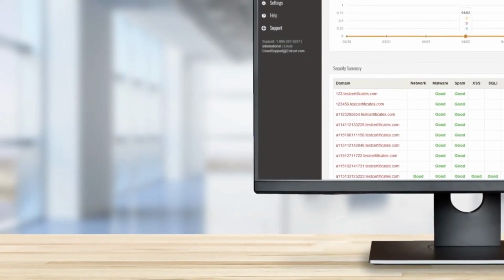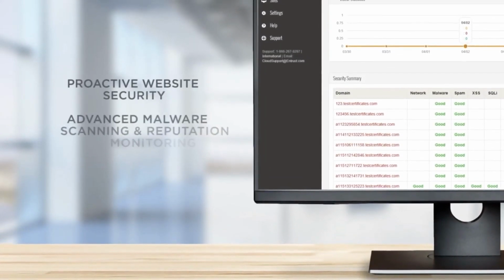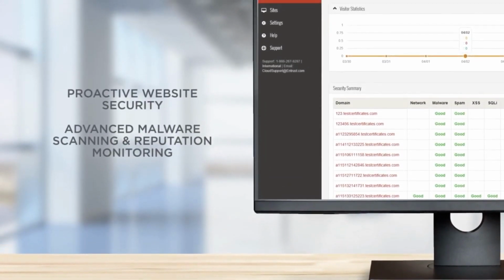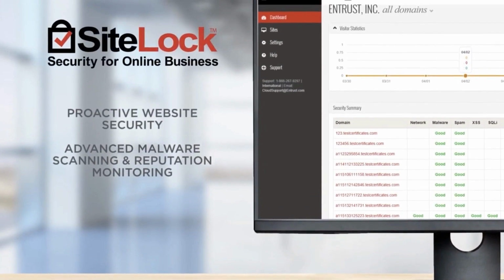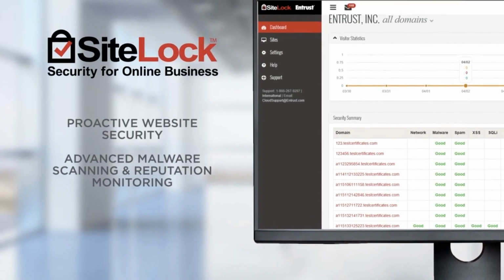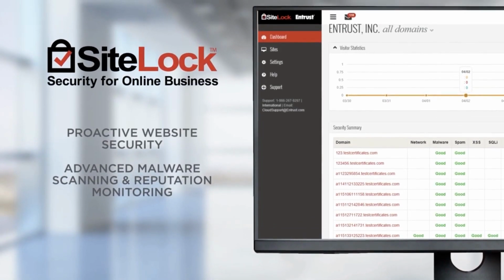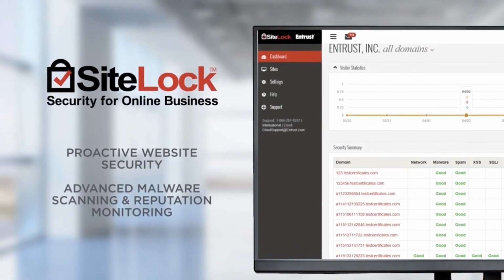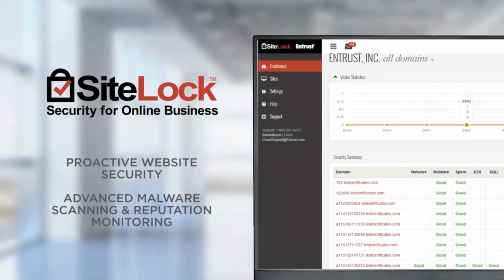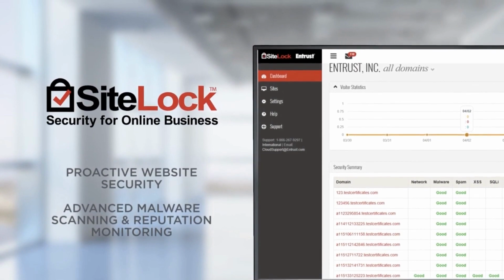And to give you even greater security, Entrust Certificate Services includes malware scanning and reputation monitoring from SiteLock, one of the most trusted names in website security. SiteLock scans your website daily, hunting down harmful code, malware, or other malicious attacks, so you can take action before they threaten your site and your business.